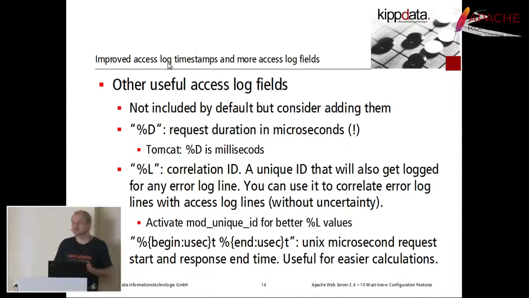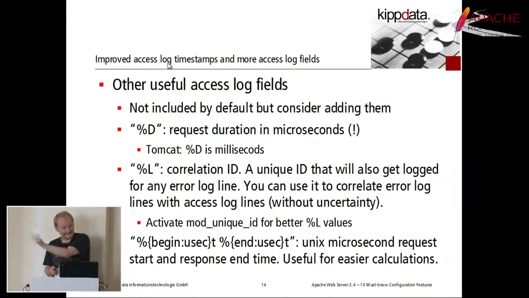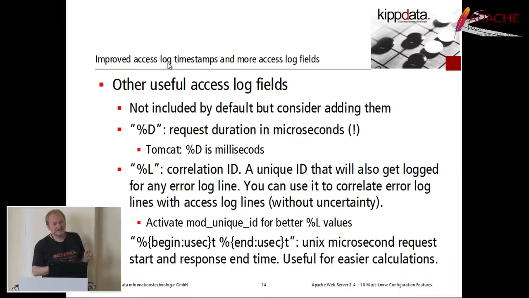Another token that's very important is %L. That's a correlation ID. That's a unique ID. It changes every time it's printed. And whenever there's an error log line written for a request, the error log line contains the same unique ID. So it's easy to correlate between the error log and the access log. If an error is written to the error log, you grab the correlation ID, you grab your access log, you get exactly one hit, and that's the request that had the error. But the correlation ID is only filled if anything gets written to the error log. So as long as nothing gets written, it's just an empty position in the log file.